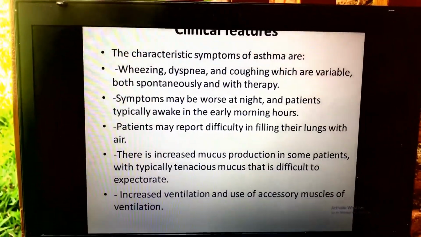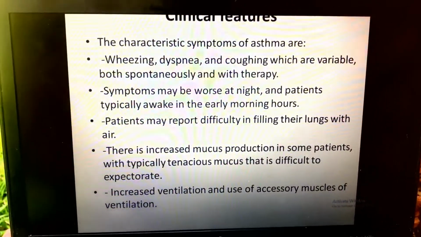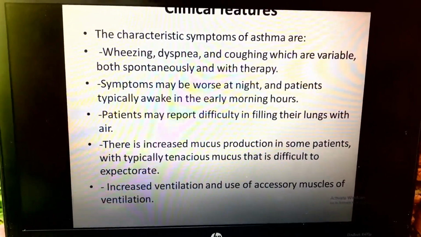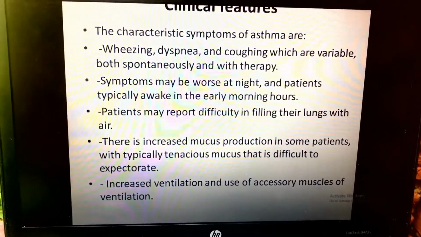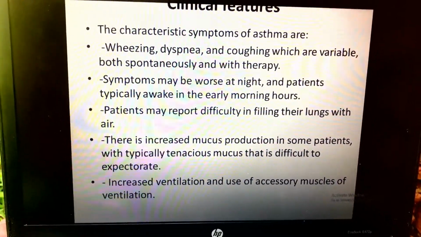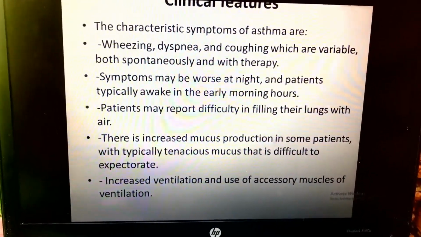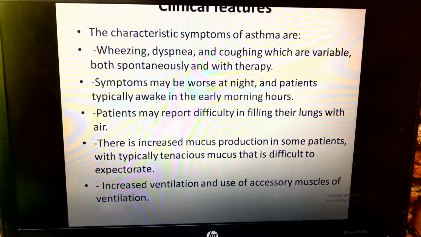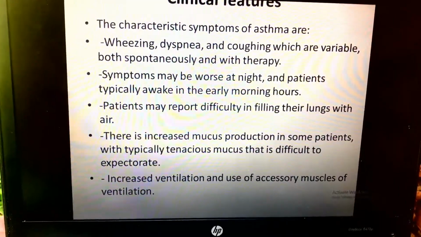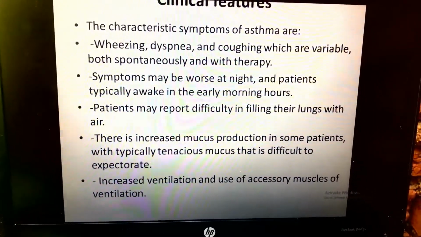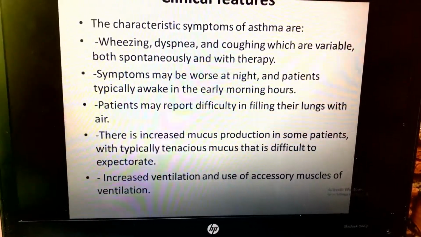Now, the clinical features of asthma. The characteristic symptoms of asthma are wheezing, dyspnea and coughing, which are variable, both spontaneously and with therapy. So if the client comes in with wheezing, you can administer a bronchodilator, and in a few minutes you will see there is variability. The wheezing is reduced and the dyspnea is reduced. Symptoms may be worse at night, and the patient typically awakes in the early morning hours.